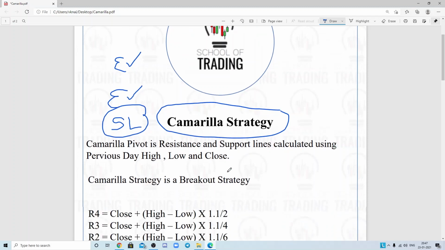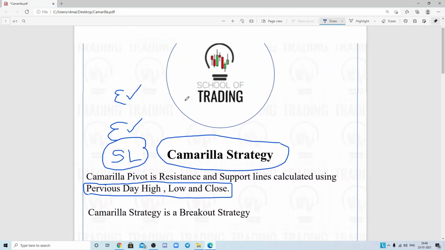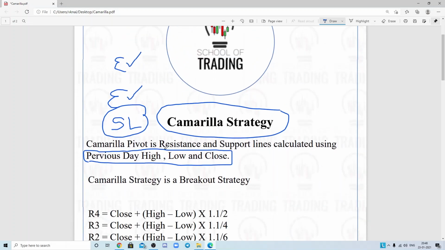So let us see what the Camarilla strategy is. Camarilla pivot is resistance and support lines calculated using the previous day high, low and close. Same like any other pivot, it uses the previous day chart to calculate the resistance and the support lines. Since it is a strategy using resistance and support lines, you know that Camarilla is a breakout strategy. So why a breakout strategy?